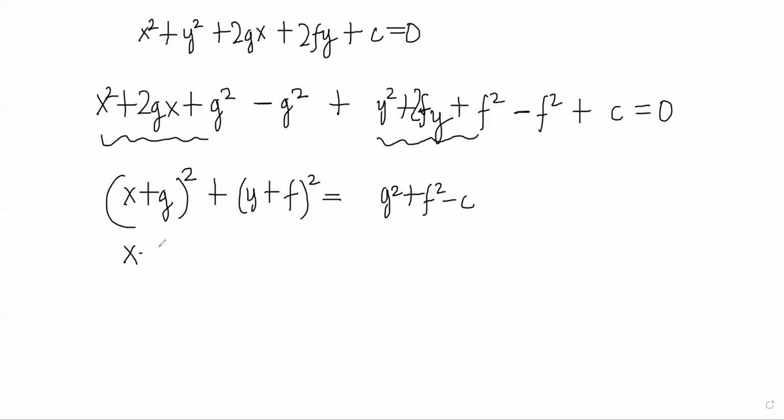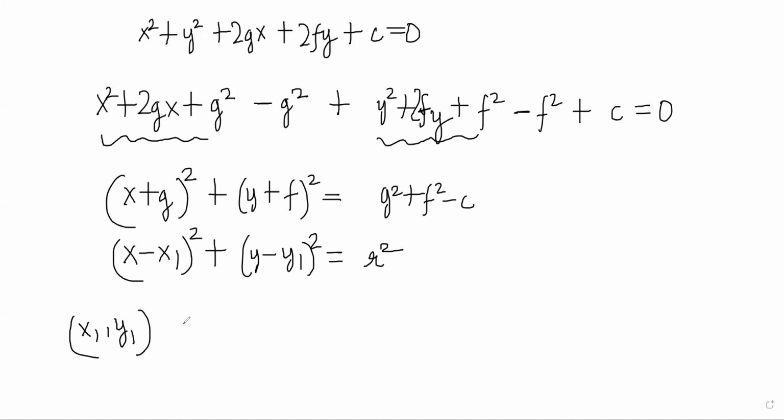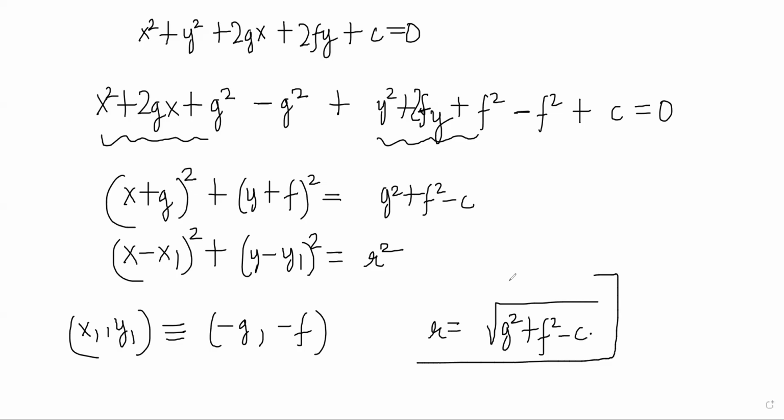Now, if you compare this with x minus x1 whole square plus y minus y1 whole square is equal to r square, we can clearly see that the center of this circle x1, y1 is minus g, minus f, and the radius of the circle is root over g square plus f square minus c. Now, obviously, if the circle has to be real, g square plus f square minus c should be greater than 0 for a real circle. If this is not greater than 0, then you don't have a real circle, you have an imaginary circle, right?